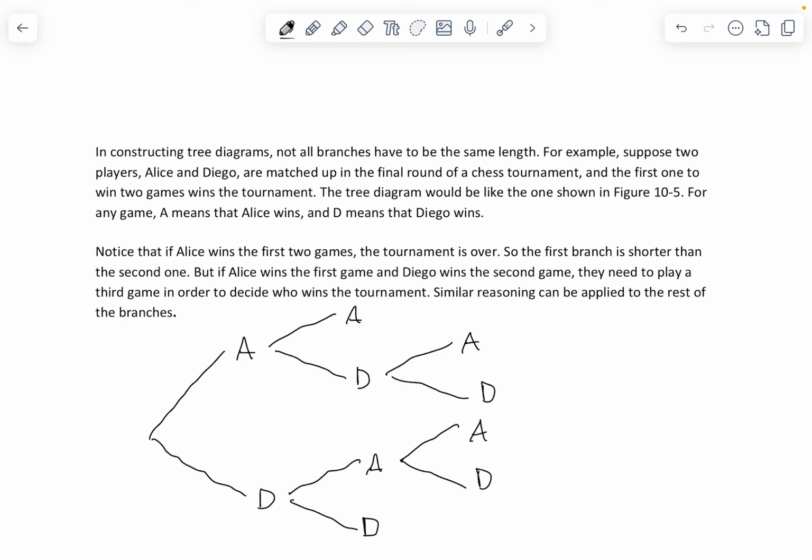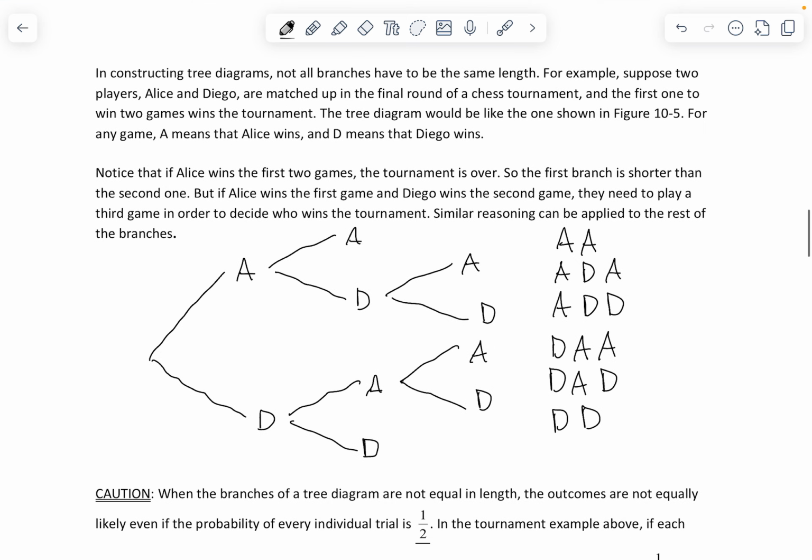And my outcomes would be if Alice wins 2 games in a row, or you could have Alice wins followed by Diego wins followed by Alice wins, or you could have Alice wins followed by Diego wins followed by Diego wins, or you could have Diego wins followed by Alice wins followed by Alice wins, or you could have Diego wins followed by Alice wins followed by Diego wins, or you could have Diego wins 2 in a row. Okay.